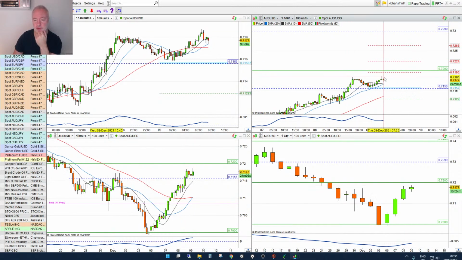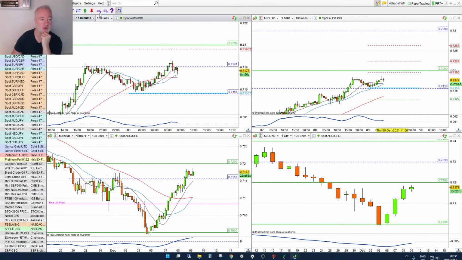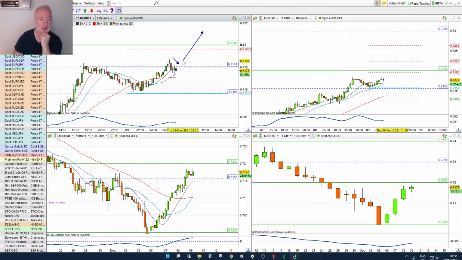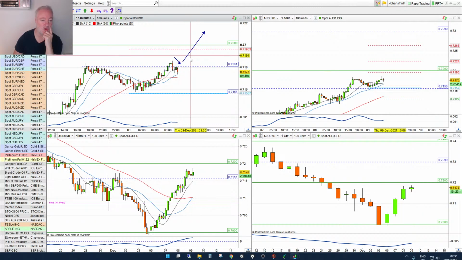So I'd prefer to see a little bit of a continuation above and a retest, which is going to look something more like this, and then looking for continuation from that point onwards. I'd prefer to see it from that point there. So that could be it. So some potential longs on Euro Dollar in a few hours, Aussie Dollar potentially sooner than that.